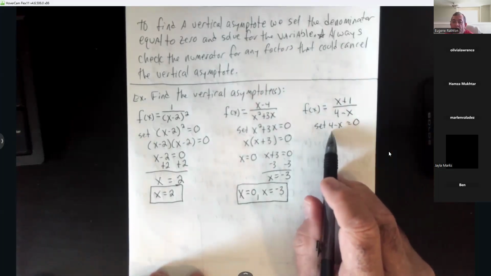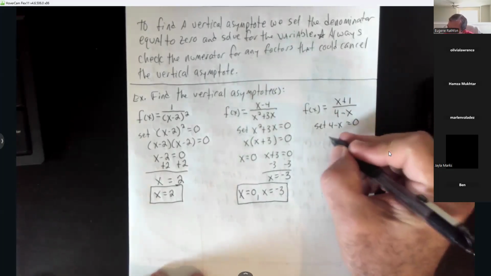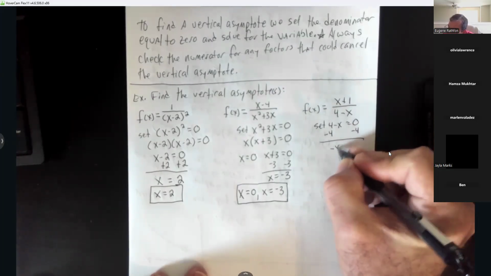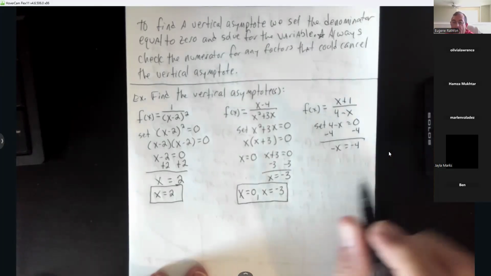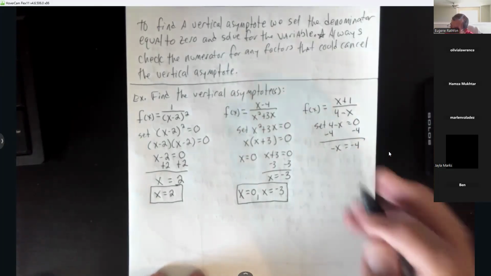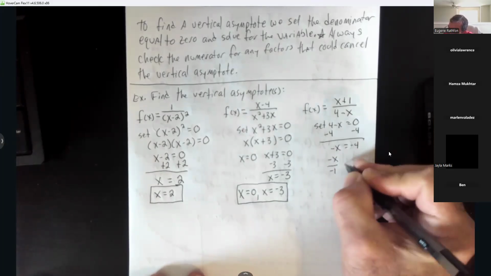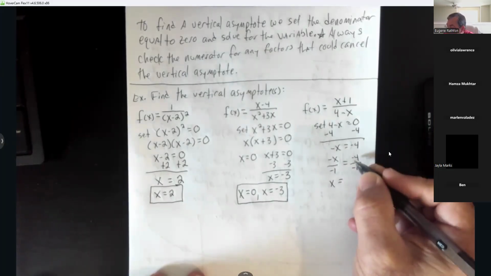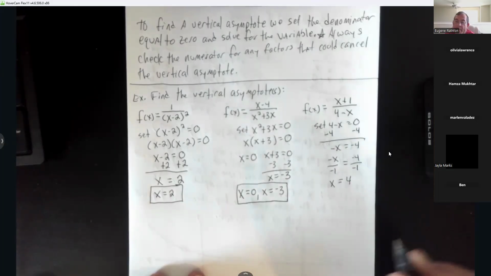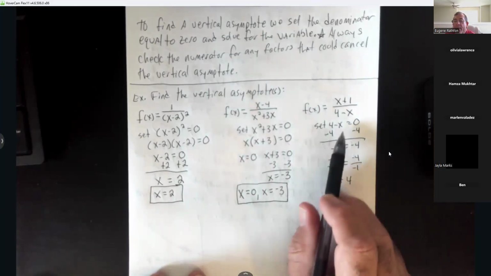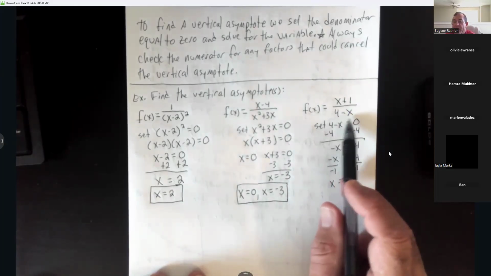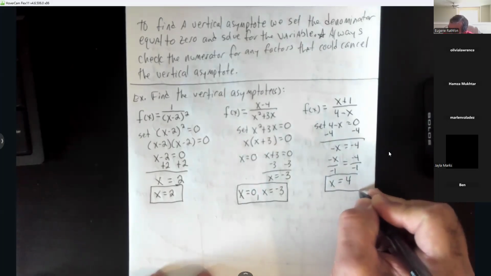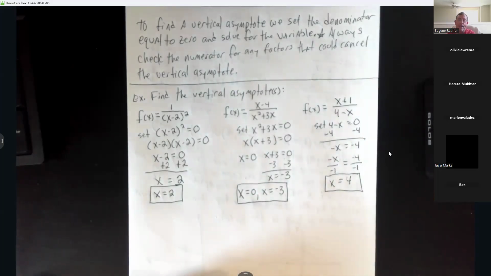All right, y'all. So on this one, we need to move that 4 over. So we'll subtract it. So that gives me a negative x equals negative 4. And y'all, let's divide both sides by negative 1 to make the x positive. So that gives me a positive x. And then negative by negative makes that a positive 4. Okay, so no factor on top is going to cancel with this factor on bottom. So x equals 4 would be my vertical asymptote.